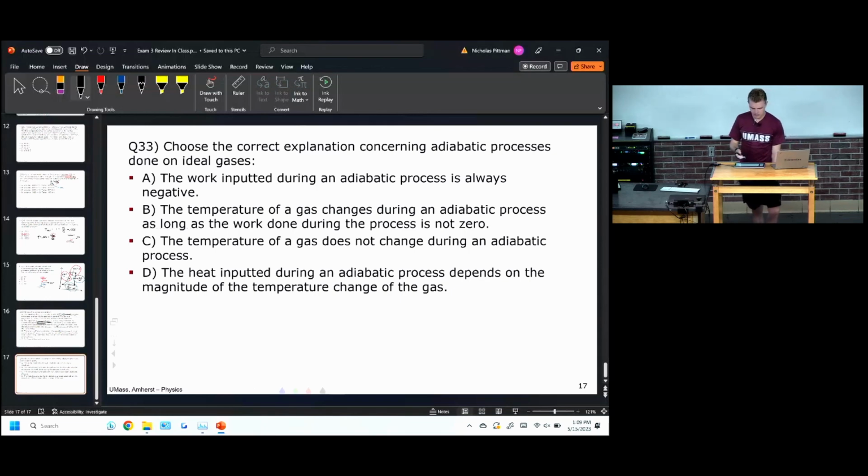Okay, and I'm not going to go over this one because we're essentially out of time. You just want to write out the first law, and this question is immediately solved. Again, the hint is it's adiabatic.